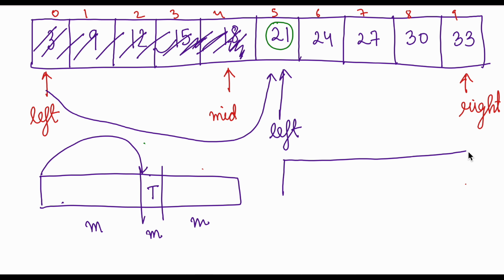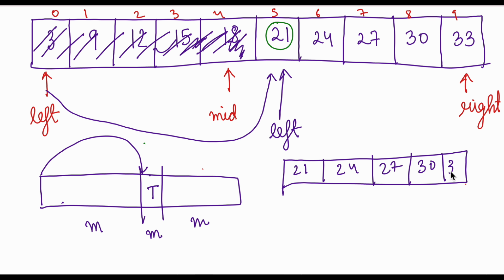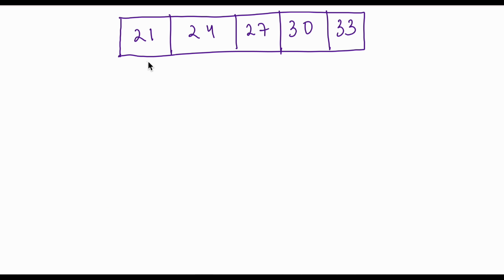So this is, for example, my new search domain: 21, 24, 27, 30 and 33. Correct? This is my new left pointer and this is my right pointer. So this was index 5, 6, 7, 8, 9. Let's do one thing: let's try to redraw it in a new screen. So this is my new screen. Now this is my new left pointer, and this is my new right pointer.